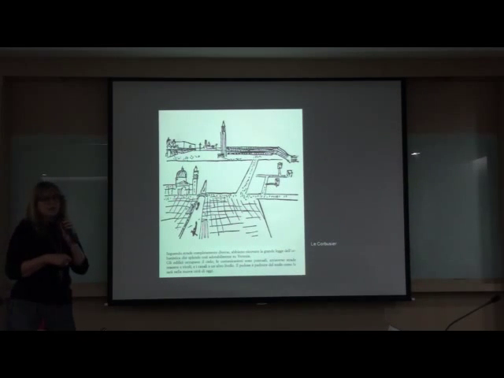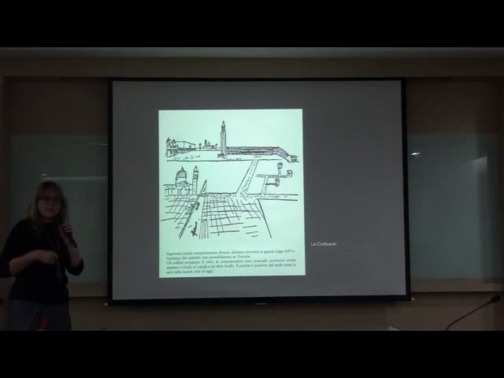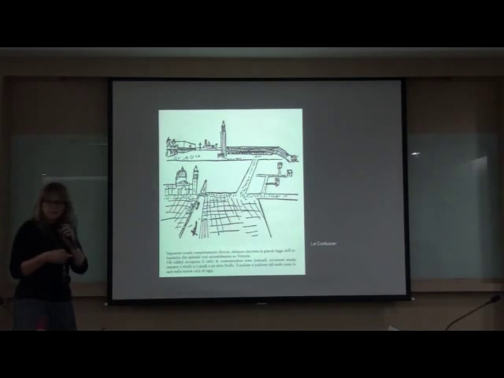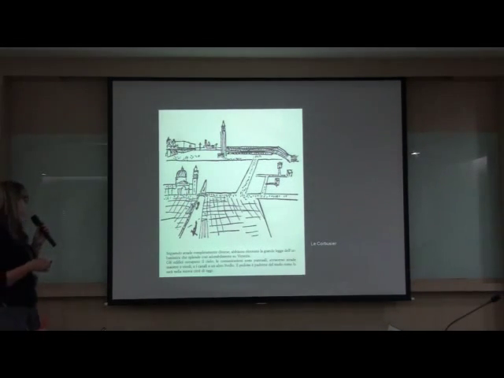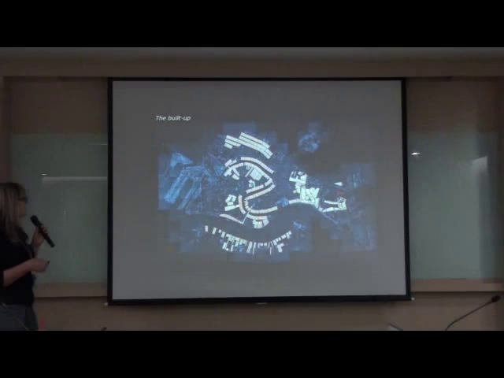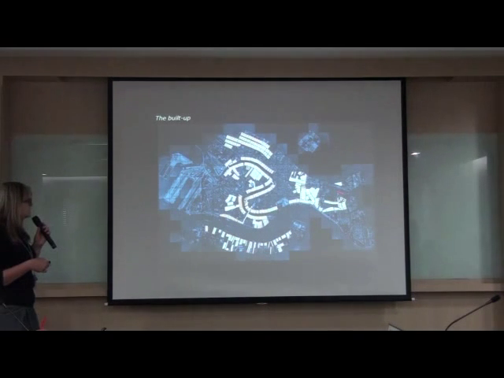He took some inspiration from Le Corbusier, sorry, from Le Corbusier, for what is so called the Plan Voisin, that is the way that you can separate the pedestrian from the other systems. The built town. These are how Venice is built.